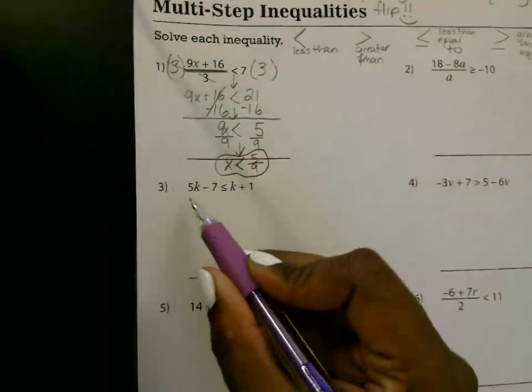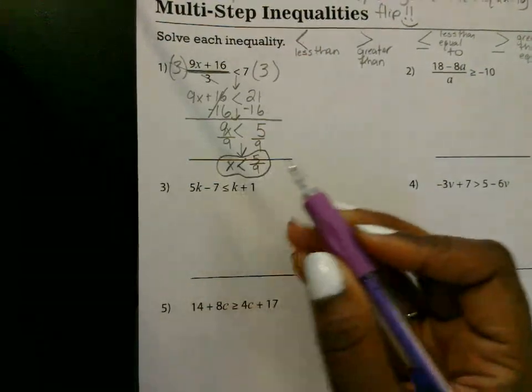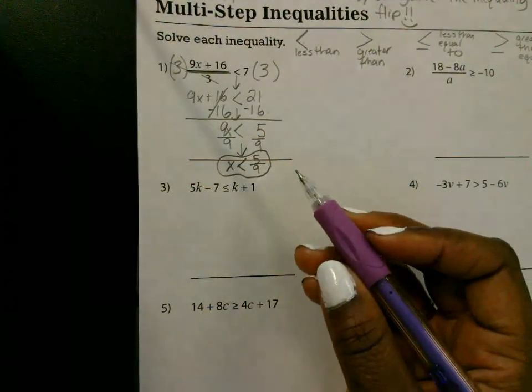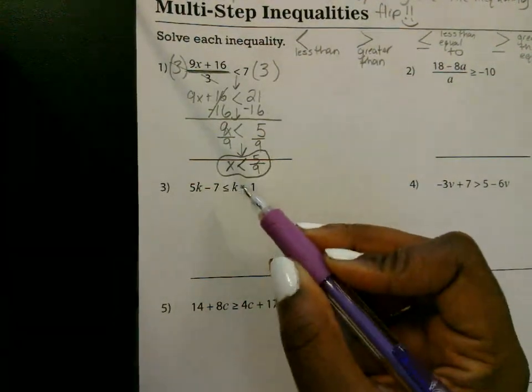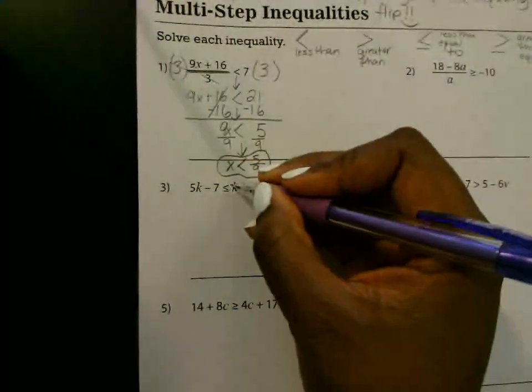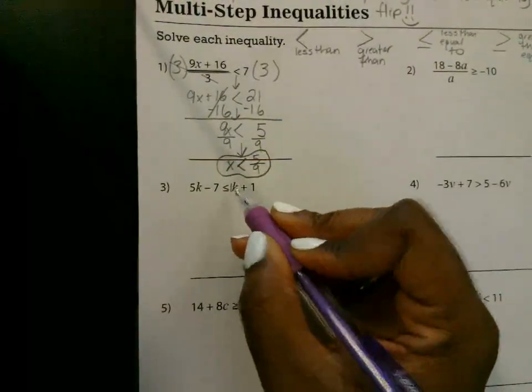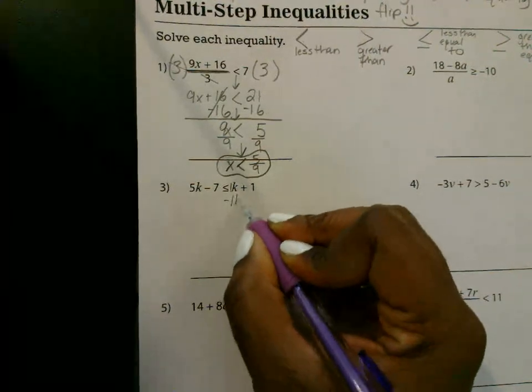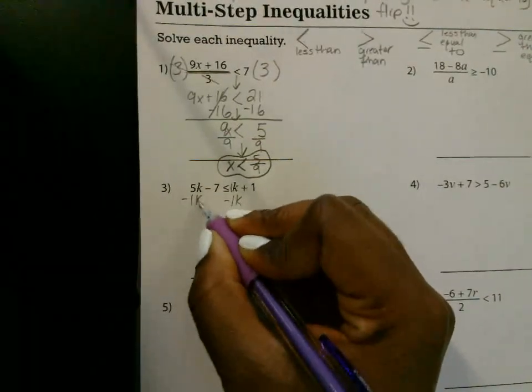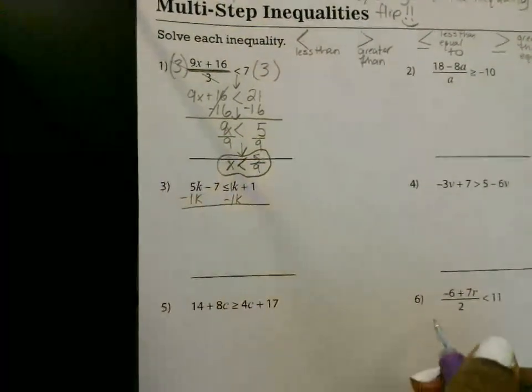So here, we're going to move the variables to the same side. Distributive property first, but you don't see a distributive property. So we're going to move the variables to the same side. This one is 1K. 1K is smaller. It's a positive 1K. So to move 1K to the other side, you're going to subtract 1K from both sides.